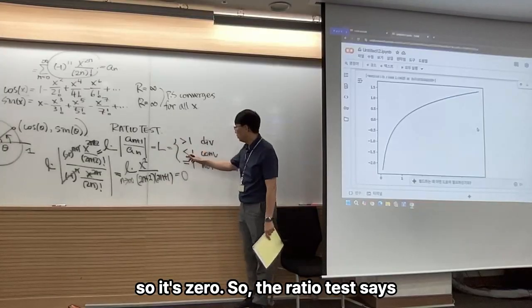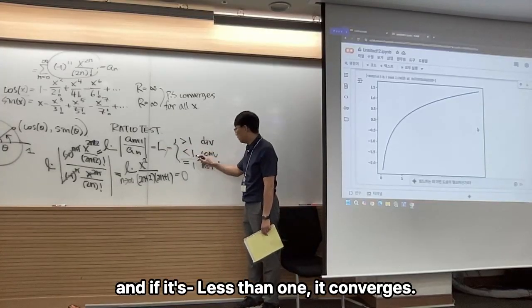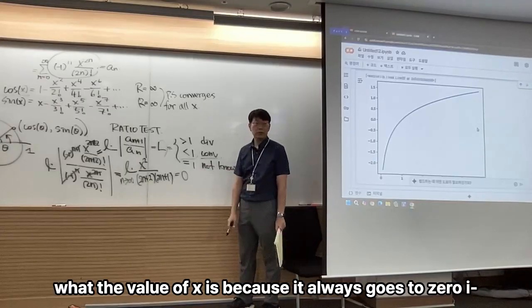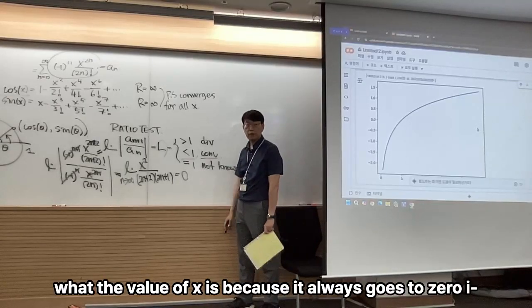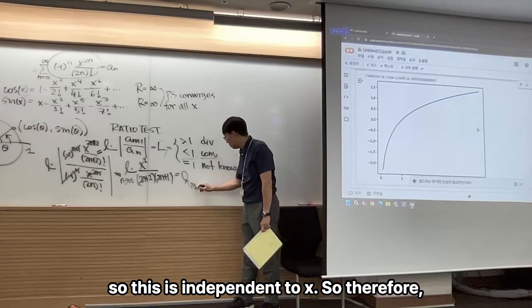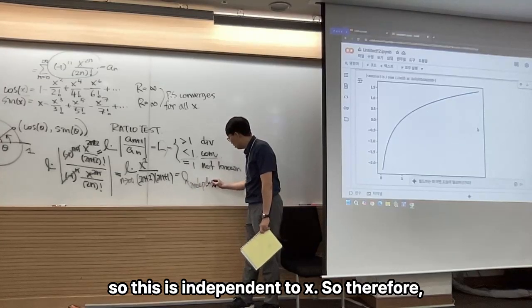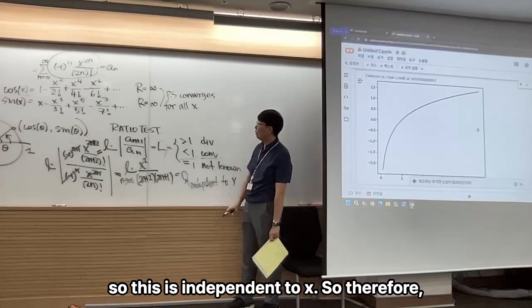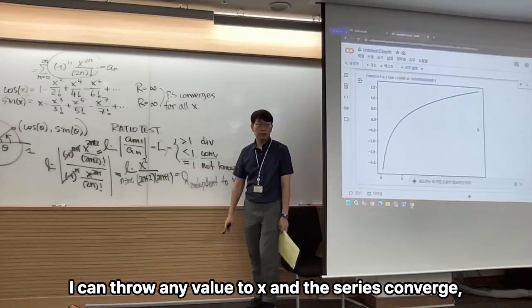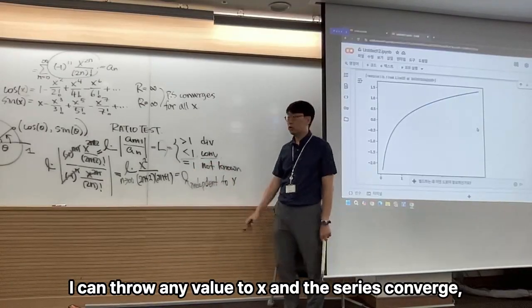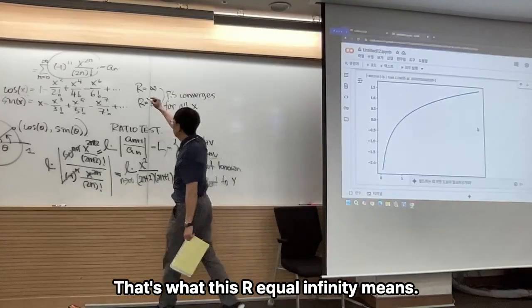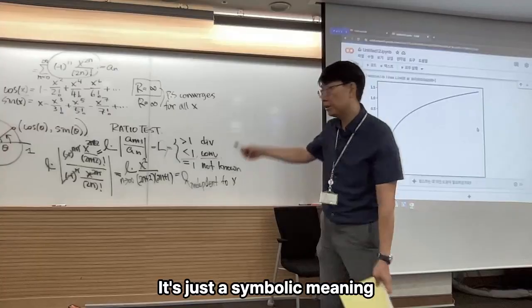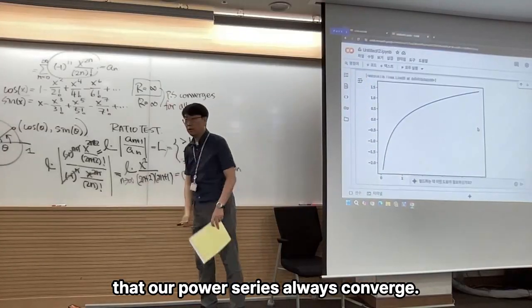So the ratio test says if the limit exists and if it's less than 1, it converges. So it doesn't depend on what value x is, because it always goes to 0. So this is independent of x. Therefore, I can throw any value into x and the power series converges. That's what this R equal infinity means. It's just a symbolic meaning that our power series always converges.